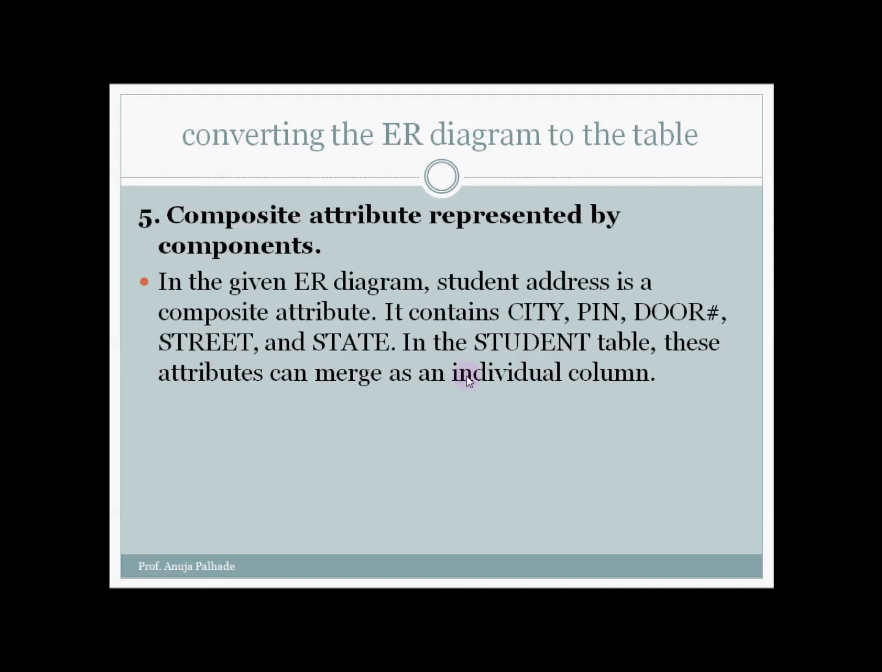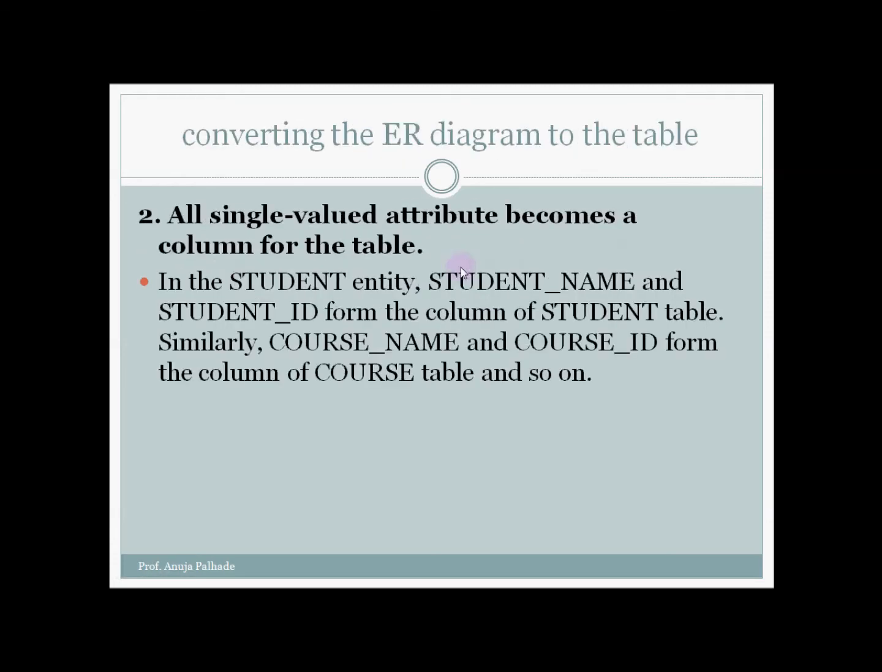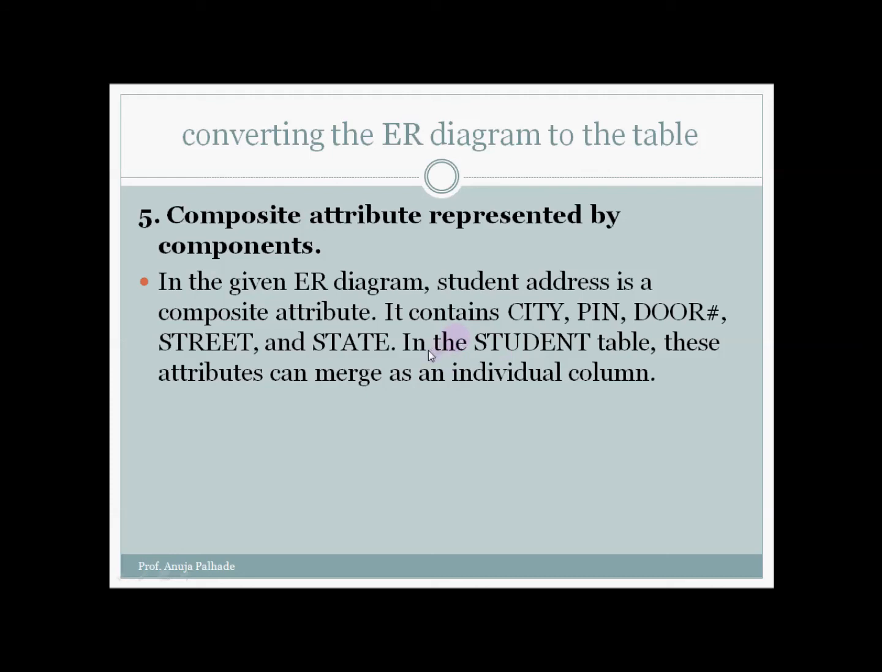The fifth step to convert the ER diagram into tables is that a composite attribute is represented by its components. You can see here the address is the composite attribute. Though the address is an attribute, more attributes are related to it: door, street, city, state, and pin are the components of the composite attribute. So these are the composite attributes of it. In the student table, these attributes can be merged as individual columns.